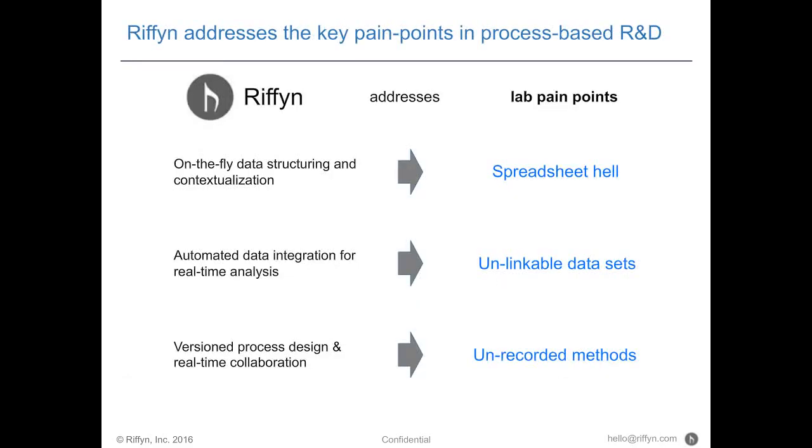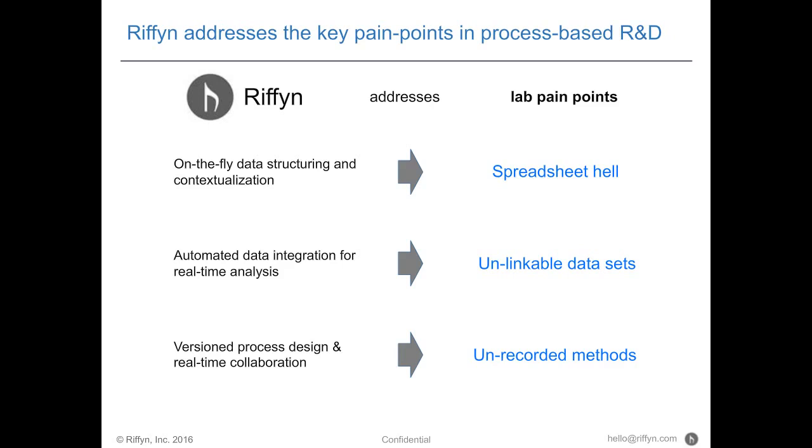So in summary, Riffyn has been designed to synthesize all the elements that are commonly required to complete successful and data-driven experimental processes in the lab. It resolves the data structuring and contextualization problem, otherwise known as spreadsheet hell. And it does that in a flexible, dynamic way that allows you to design processes and modify them on the fly, but still continue to collect and structure data.